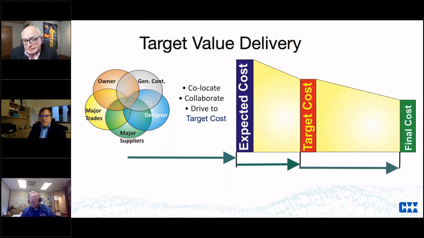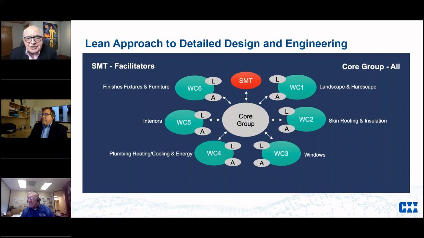I think there's one more slide. So this is just an idea of what the cluster groups might look like. You can see there's a core group in the center of that. Those are typically managers for the various entities, the project managers for the various entities. The SMT, the senior management team, above that is at least owner, designer, contractor.